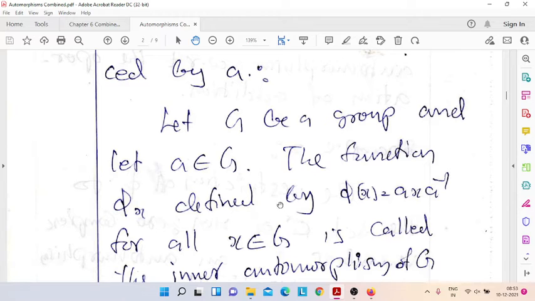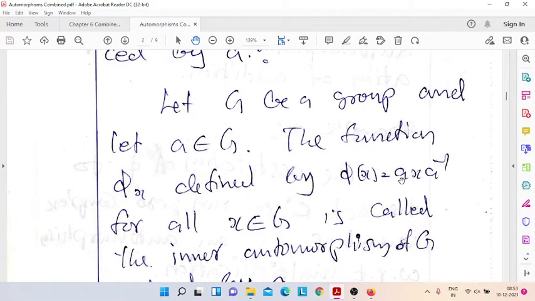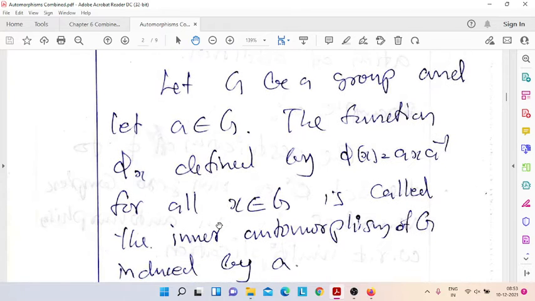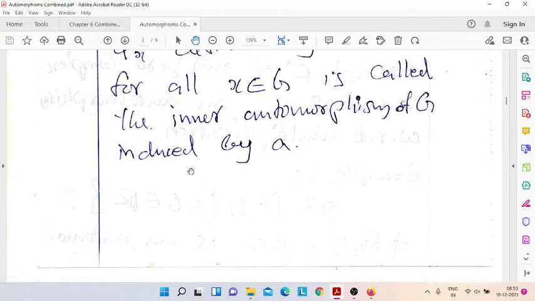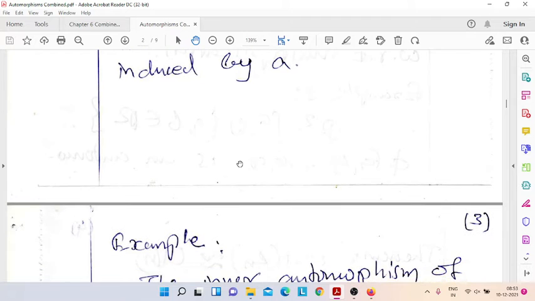a x a inverse is an element of the same group. This way we can find the image of every element in the group G under this function defined with respect to the particular element a. And this kind of automorphism is called the inner automorphism induced by the element a. See another example.